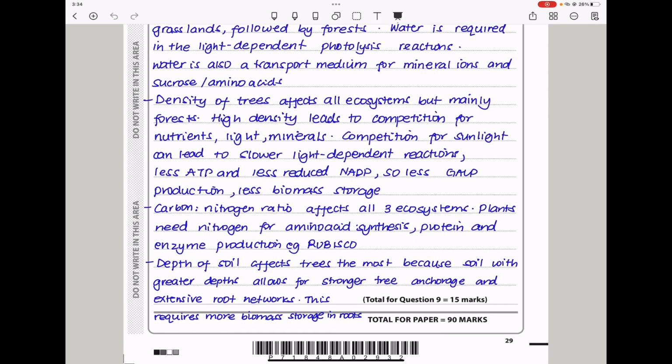The depth of the soil affects trees the most, and this is because soil with greater depths allows for stronger tree anchorage and extensive root networks. This requires more biomass storage in the roots. The last statement means the depth of the soil is important because for trees to be anchored properly in the soil, a good root network system is required. That is going to be beneficial for the forest ecosystem.